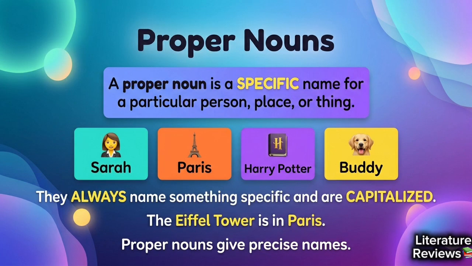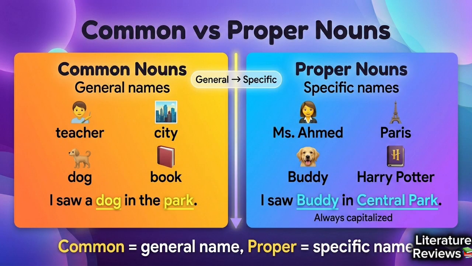A proper noun gives a specific name to a person, place, or thing. Words like Paris, Sarah, or Buddy are proper nouns. And remember, proper nouns always start with a capital letter. A common noun gives a general name, while a proper noun gives a specific name. Dog becomes Buddy, and city becomes Paris. That's the key difference, general versus specific.